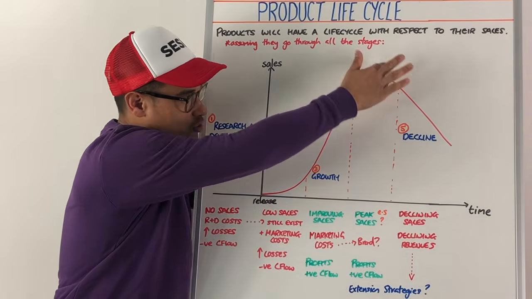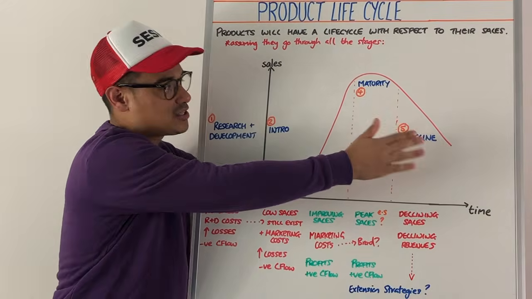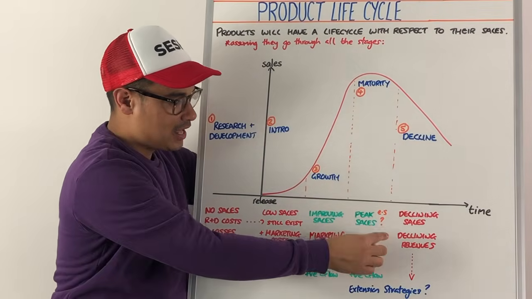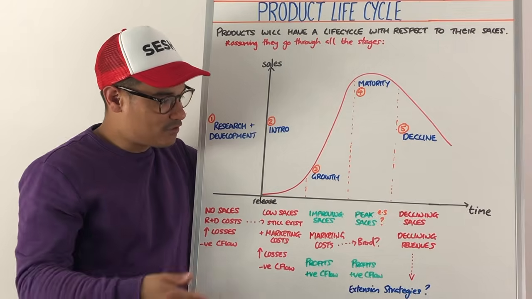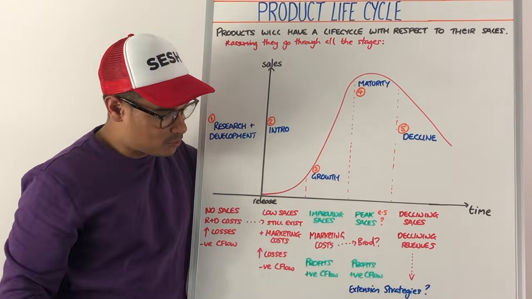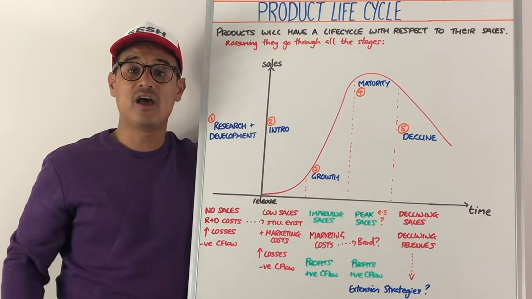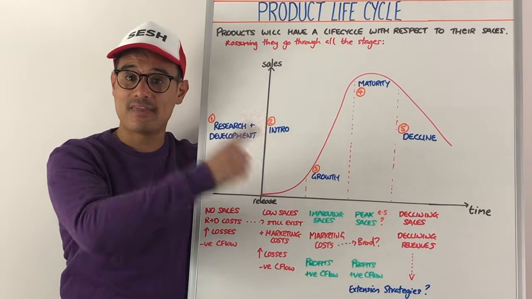Because in the decline stage, you're starting to see the decline in your sales. Your sales have not gone, they are declining, they are decreasing. You're past your peak. Now, declining revenues would be a consequence of declining sales. And at this point, you might want to consider those extension strategies. For that, click the card up there now.